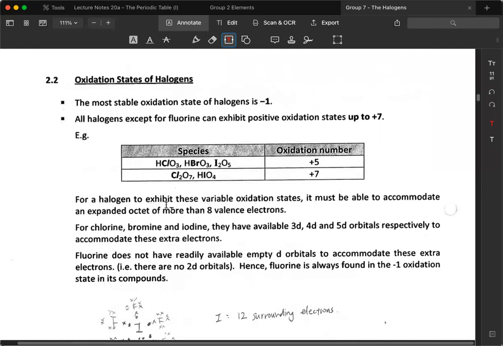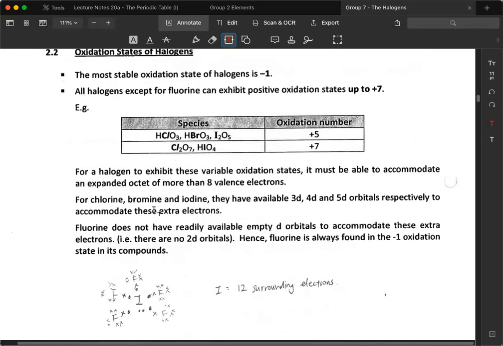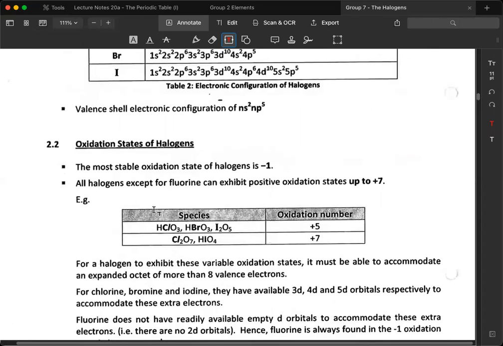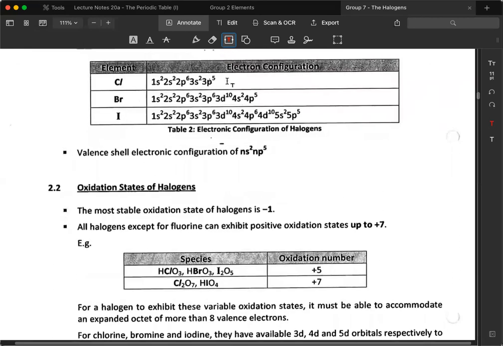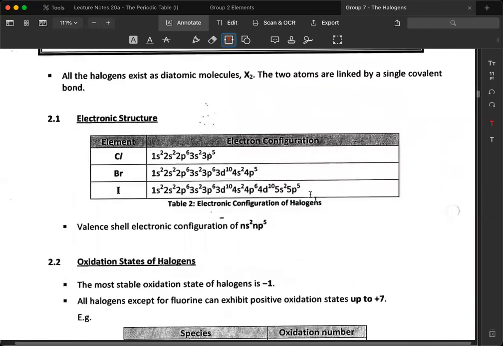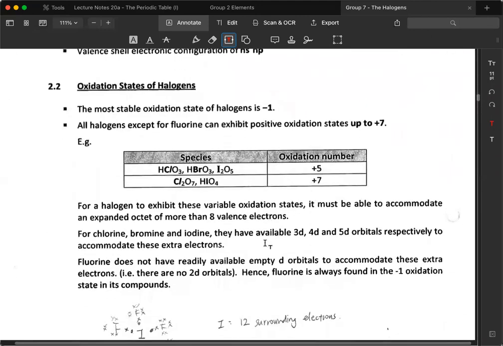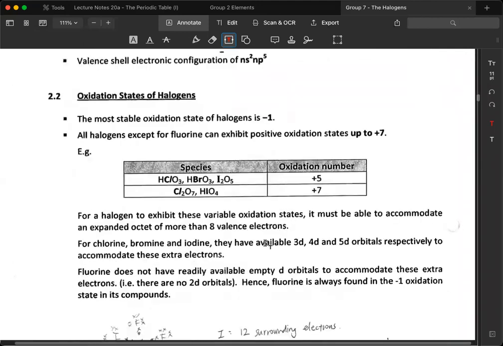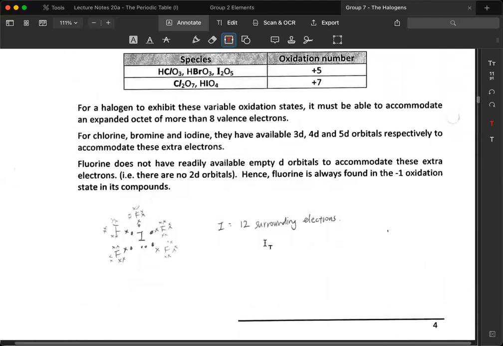For halogens to exhibit this variable oxidation state, they must accommodate an expanded octet of more than 8 valence electrons. So chlorine, bromine and iodine are in period 3 onwards, so they have available 3d, 4d, 5d orbitals to accommodate the extra electrons. Fluorine, unfortunately, doesn't have, so it can only have a maximum of 8 electrons in the valence shell.